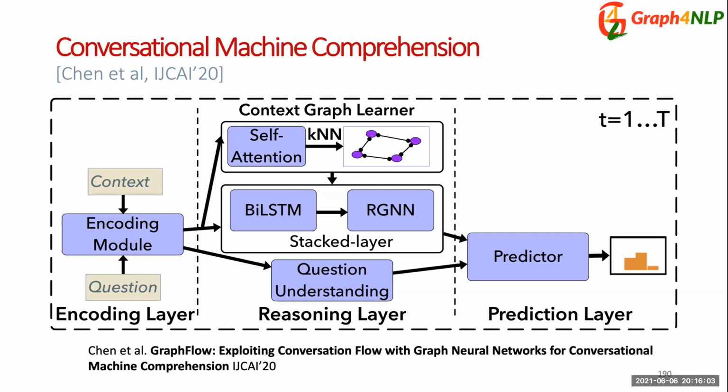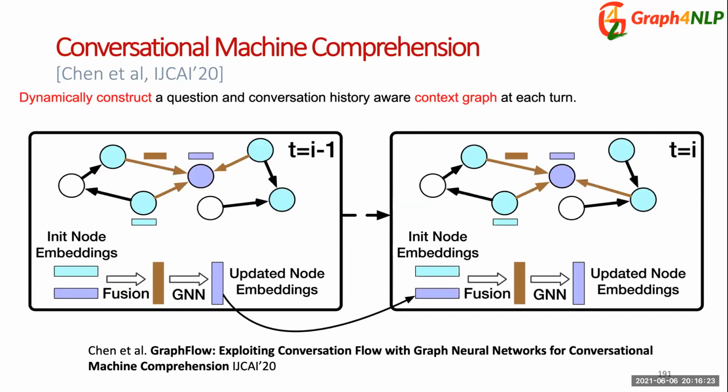Finally, the prediction layer predicts the answer location by matching the question and the context embedding. Because the context embedding already takes the question as well as the previous history into account, the prediction layer basically captures both information as well. The most important part is really the context graph, which dynamically constructs a question and conversational-history-aware context graph at each turn. So this is what it does at a high level.